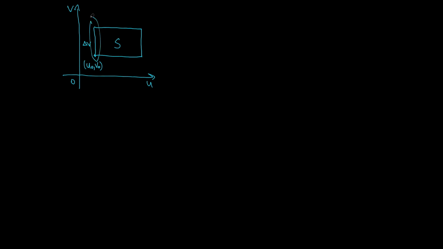So we'll start off with some region in the UV plane. So let's see if I can draw that. So here's U, V, and we're going to draw some rectangle S. Okay, so then let's call this point U0, V0. And we'll call this our change in V, delta V, because over here, notice U is constant.